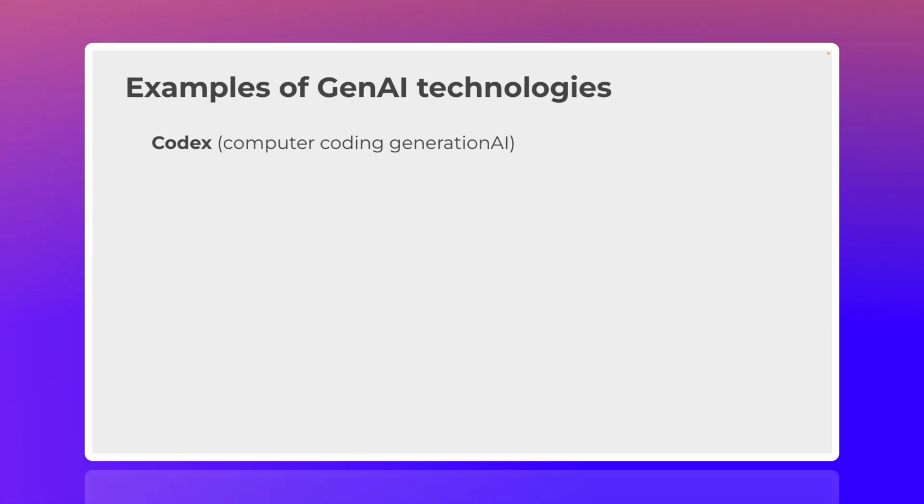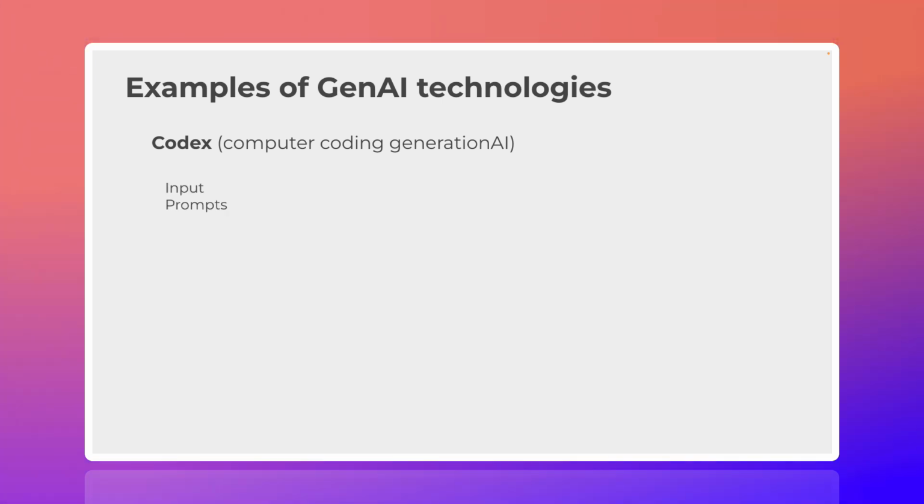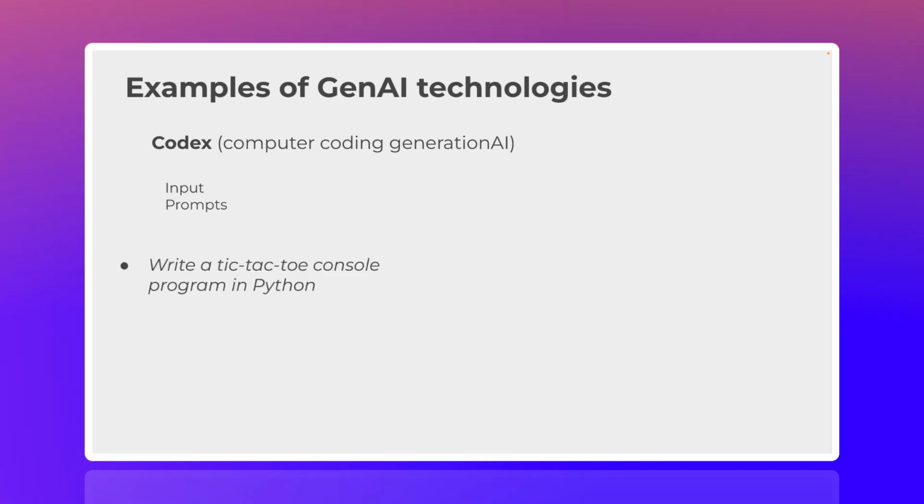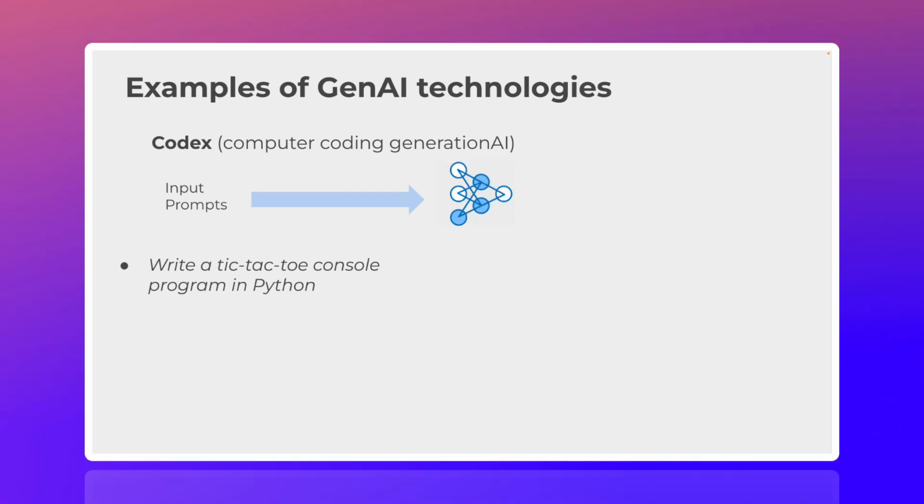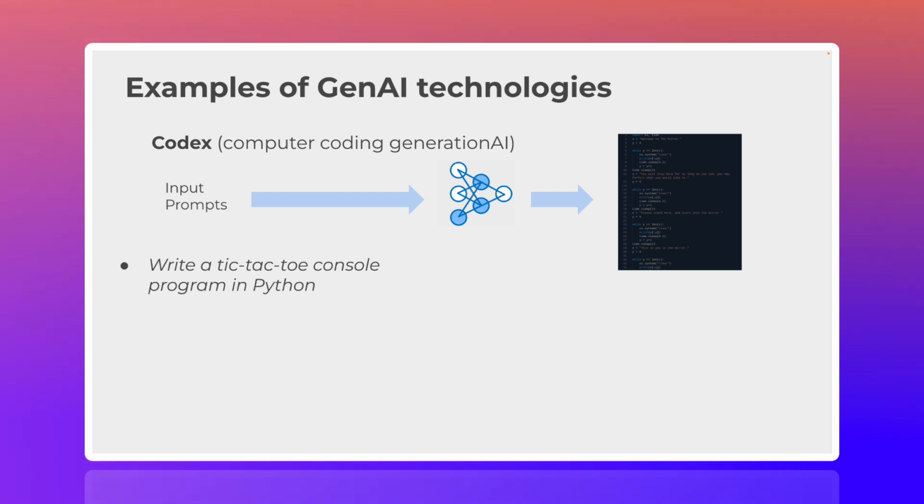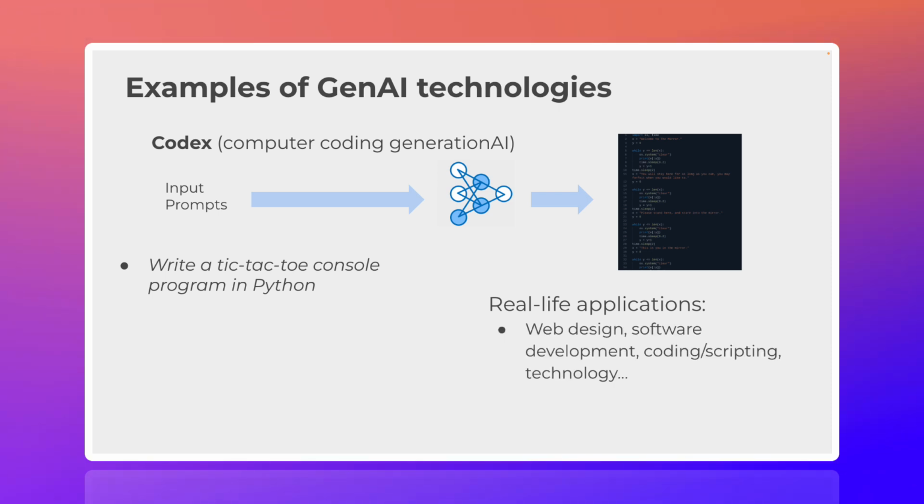And then we have computer coding generation AI. In this case, we have the same concept where we have input, such as write a tic-tac-toe console program in Python, as an example. And of course, the generative AI will go ahead and create the code that we can then run and see if it works. Some real-life applications here would be in web design, software development, coding or scripting technologies, and so forth. You can also use it for debugging or pair coding. So a lot of real-life applications for Gen AI.